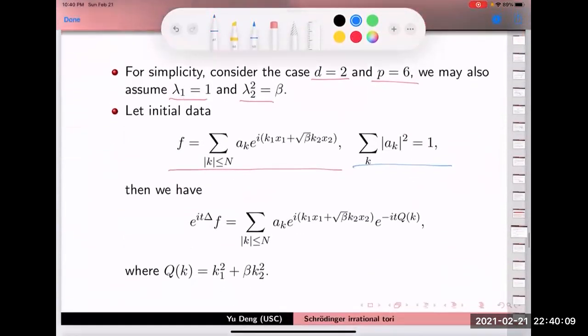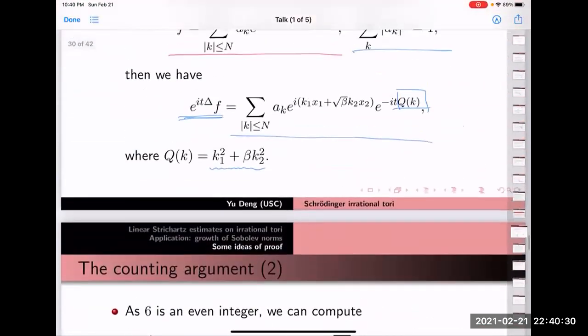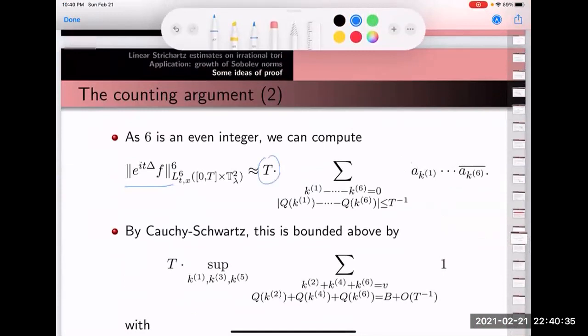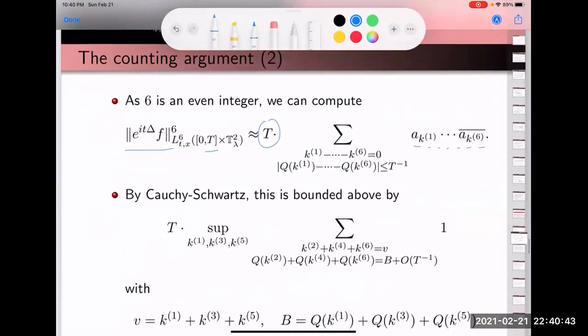Then, as we're familiar with, the linear Schrodinger evolution is given by this particular Fourier series, where QK is a quadratic form which is associated with this irrational torus. Now we measure the L6 norm, which you can write in an algebraic form, and if you apply Cauchy-Schwarz, this can be controlled by the upper bound of this counting problem.